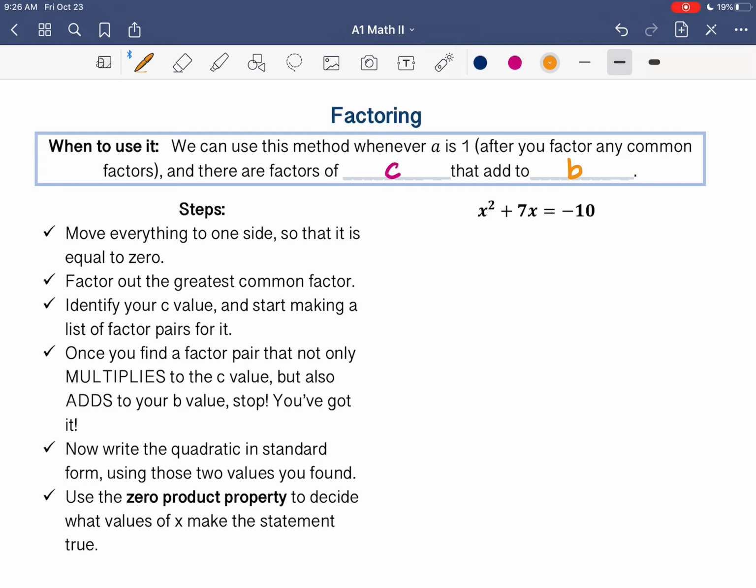That's that. So we have our steps again down the left side, and the first step says move everything to one side so that it's equal to 0. That might sound familiar from when we did greatest common factor. That's because it's the same thing we want here. We want to be able to use the zero product property, so we first need it to be equal to 0. So to do that, I'm going to add 10 on both sides because that's the one that's on its own on the other side. Which gives me x squared plus 7x plus 10.